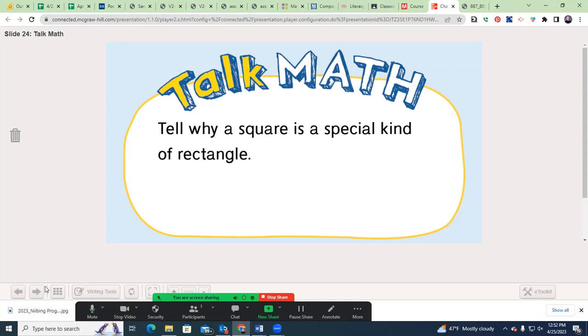Why is a square a special kind of rectangle? It's special because all four sides are congruent.